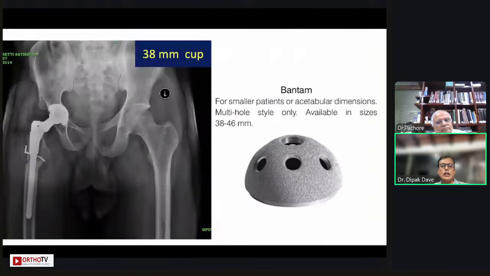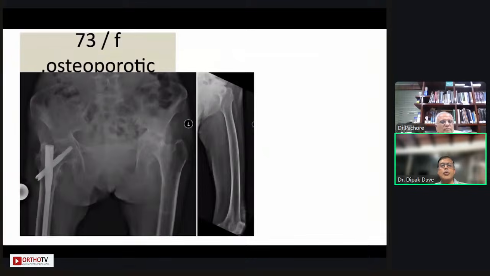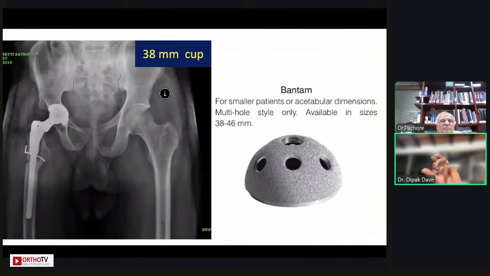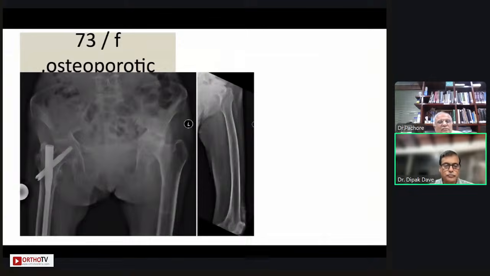Post septic sequelae, here I am doing a subtrochanteric osteotomy. So hence I have used again a modular stem. But here you need a small cup.